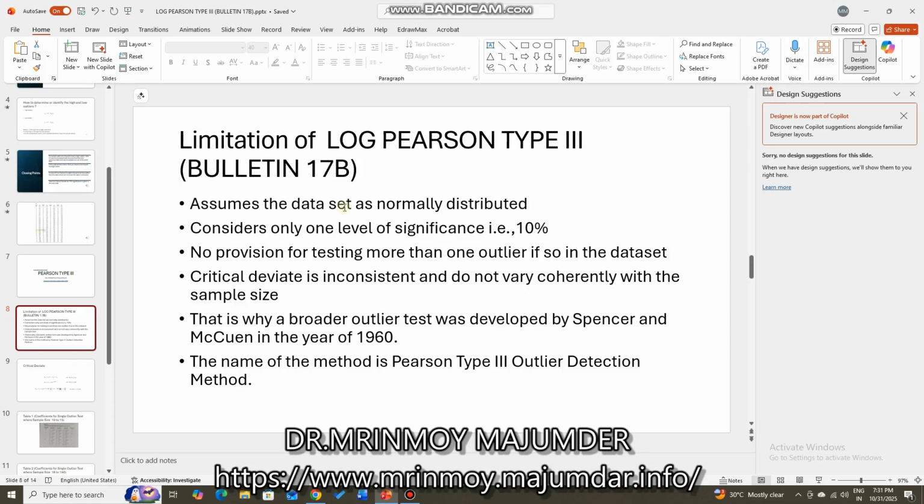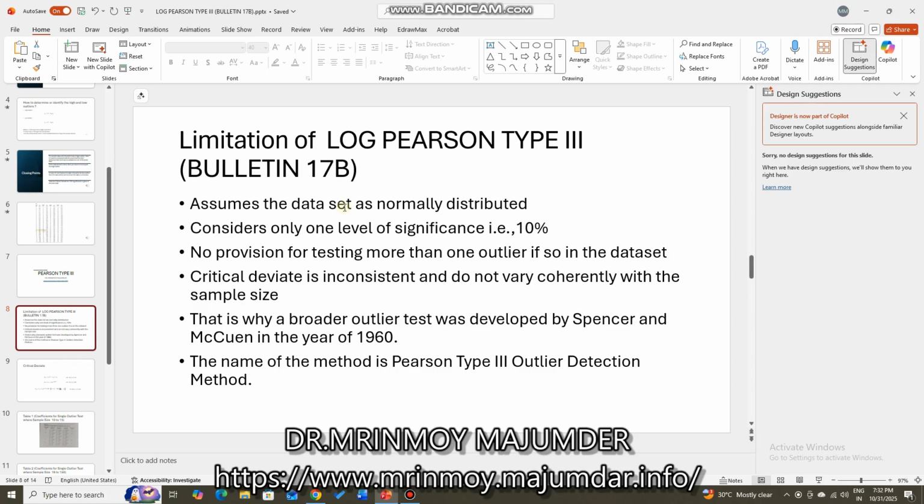Okay, this is the first limitation. Second is, this method, log Pearson type 3, considers only one level of significance, that is 10% significance. It cannot consider 5 or 1% significance, which most of the outlier detection methods can.